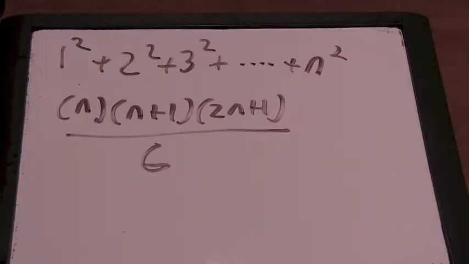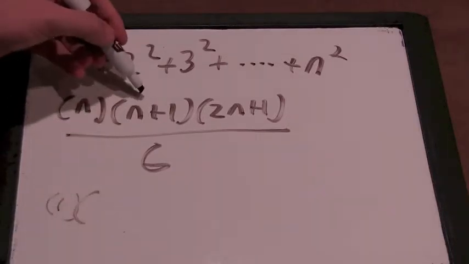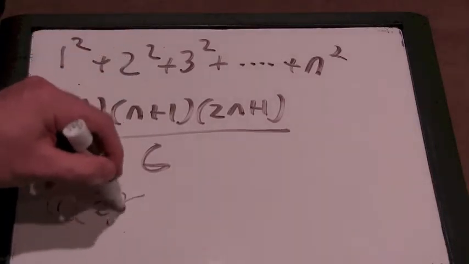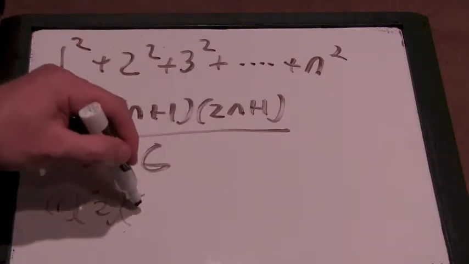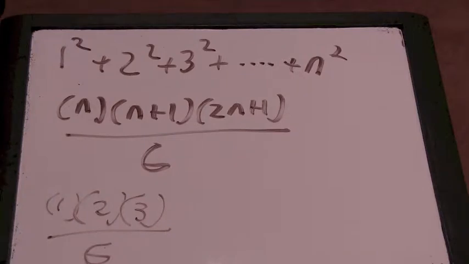Let's just check if we add up 1 squared. What should we get? Well, you get 1. Okay, so does 1 equal 1 times 2 times 3 all over 6? So 6 over 6, which is indeed 1.